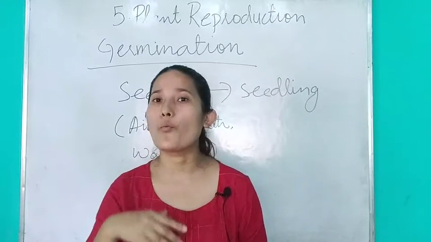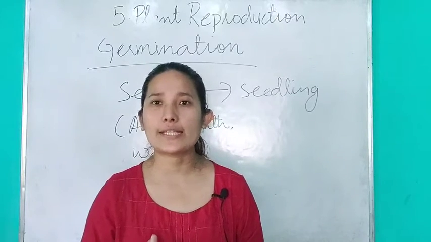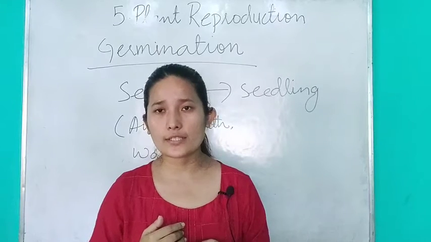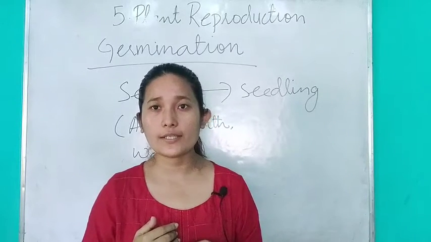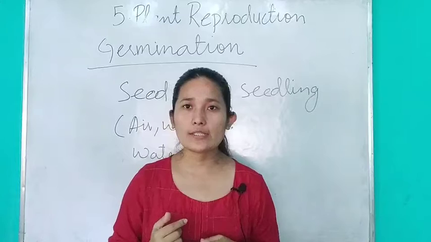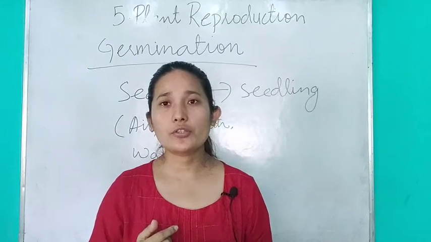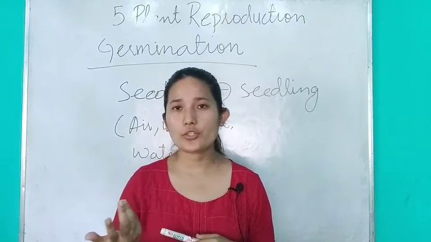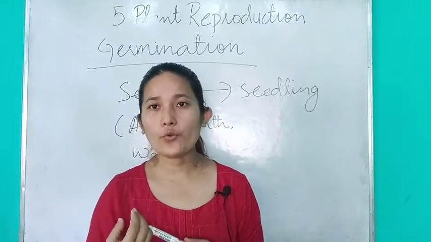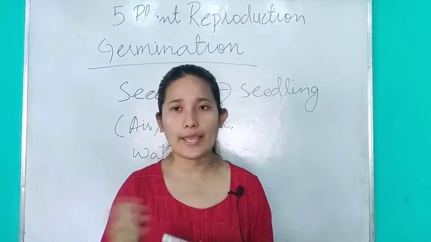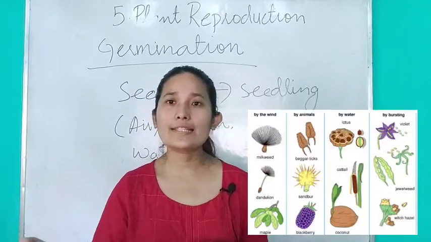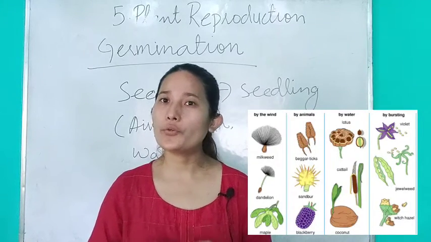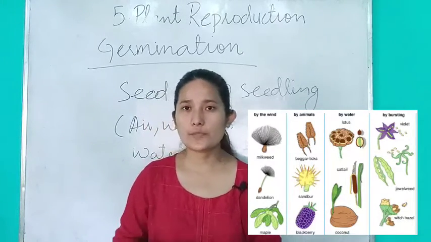Dispersed means taken from one place to another. What are the different agents of dispersing a seed? Are we the agent of dispersing a seed? Yes, we human beings and all different animals are also the agents of seed dispersal, because most of us like mango. We eat mango and we throw the seed anywhere we like, right? So from that seed also a new plant may grow up. So even we are the agents of dispersal.